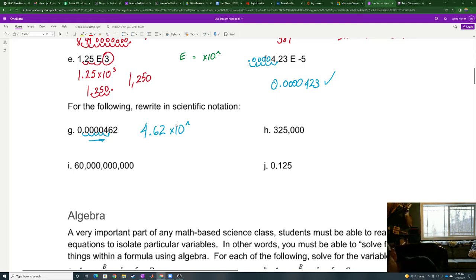So this is going to be 10 to the negative 5. That looks like a 6. Let me redo that. 10 to the negative 5. Okay, so there we go. That's how you do that one.